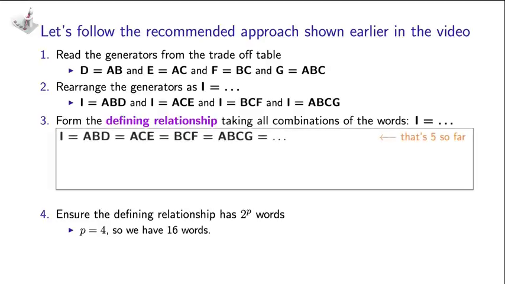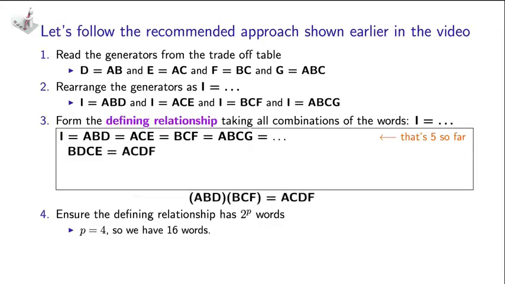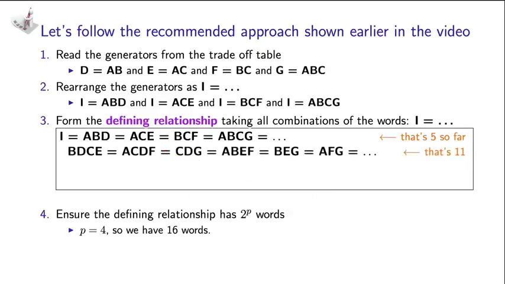The first few words are easy. Take the rearranged generators individually. I equals ABD equals ACE equals BCF equals ABCG. That's 5 of them. Now we can add to that the combinations 2 at a time. ABD times ACE, and that simplifies to BCDE. The next combination 2 at a time is ABD times BCF, and that equals ACDF. You can prove to yourself that those are the remaining 4. Now we've got 11 words so far in our defining relationship.